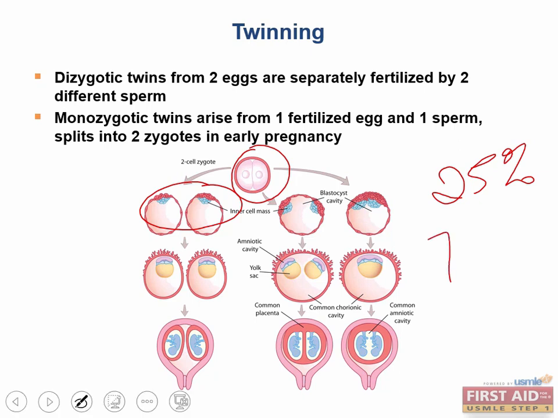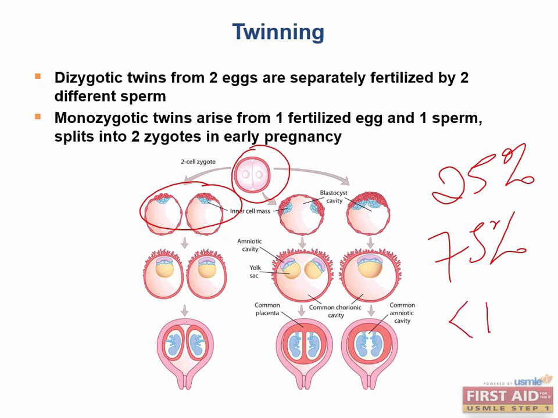Now, in 75% of twins, so the most common one, the embryo will split between days 3 and 8, which is when the chorion has already formed, but the amniotic sac has not. So these twins will share a chorion and placenta, but they will each have their own amniotic sac. They are called monochorionic diamniotic.